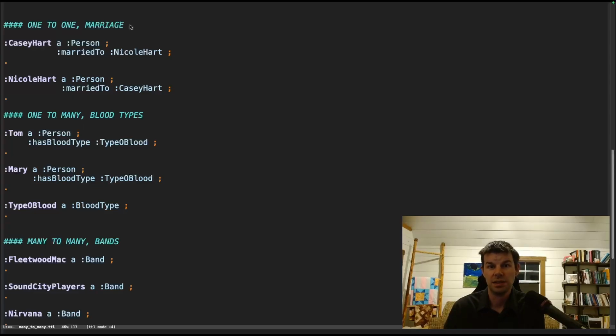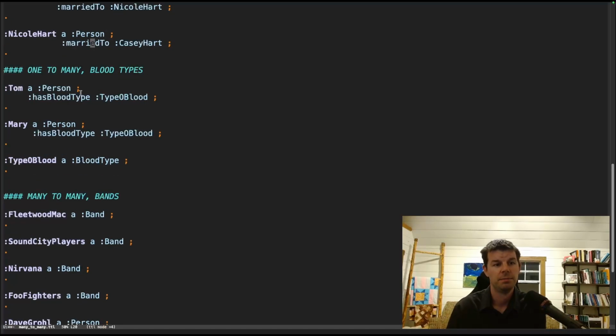With that said, let's go ahead and look at an example in Turtle for representing many-to-many relationships of exactly the type that we've looked at here. For one-to-one, we used the example of marriage. We've got two persons here, Casey Hart and Nicole Hart, and they stand in the married-to relationship to one another. That handles our one-to-one relationship. There's more we could do here. We could further flesh out what it means to be married to. We could define married-to as a symmetric relationship. Lots to be said there, but suffice to say, we create our entities and we draw an edge between them. We can draw the edge in both directions.